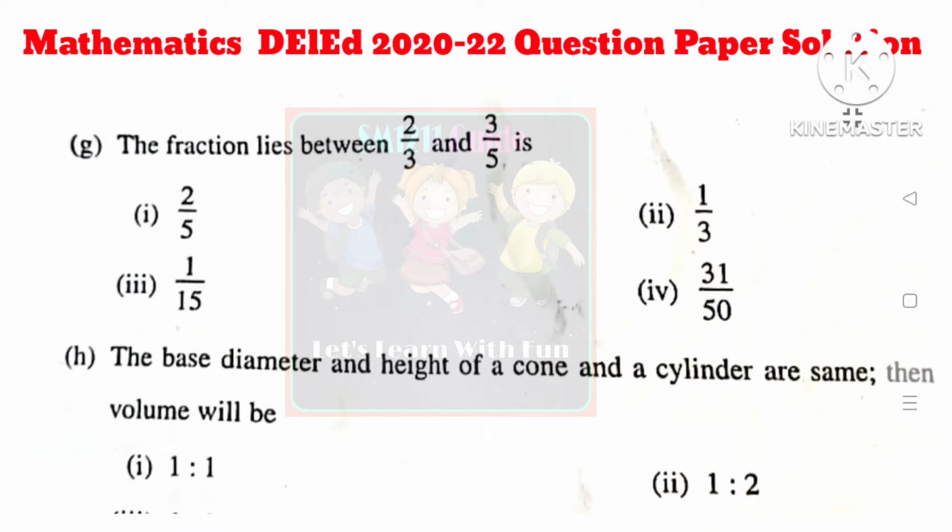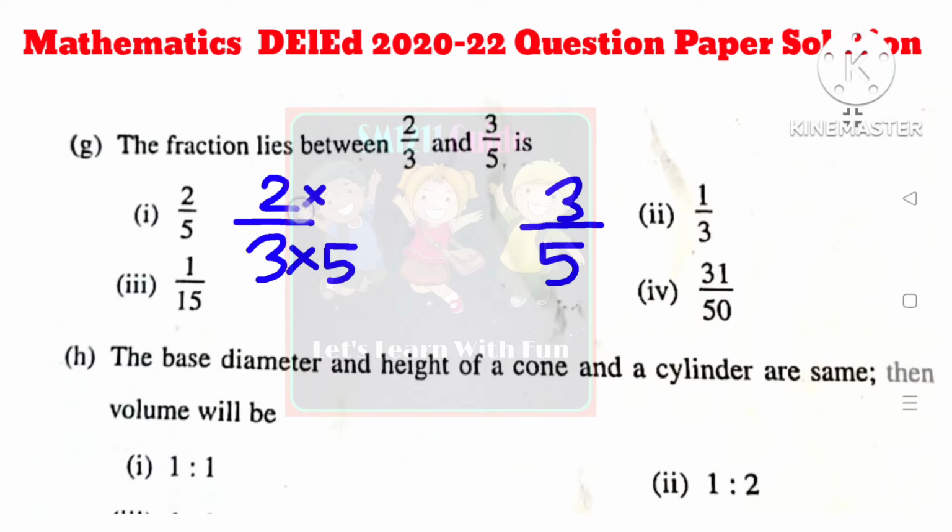The fraction lies between 2 by 3 and 3 by 5. Here also the best way is to check the options. So here the fractions given are 2 by 3 and 3 by 5. Let us make the denominator the same first, which will help us to compare. So here the LCM of 3 and 5, that is the denominator, is 15. So we will multiply 3 by 5. We will make the denominator 15.